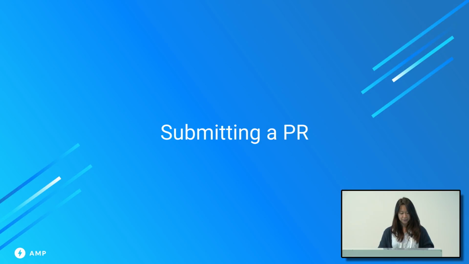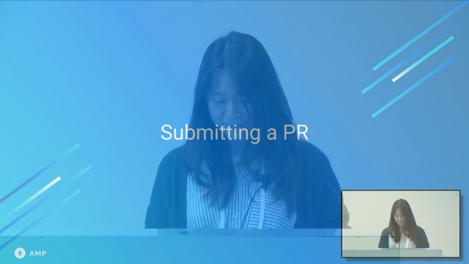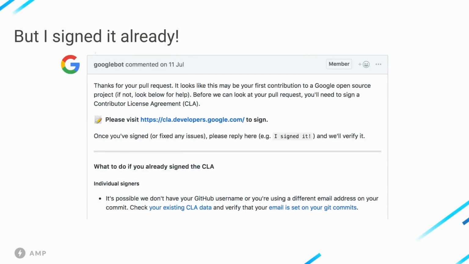Right. OK, cool. So we're done with manual testing. We're done with regression testing, automation testing, and we fixed our validation. What's next? Submitting a PR. What can go wrong with it? Well, we'll ask you to sign a CLA, but I signed it already, and it still tells me I didn't sign it. Why?